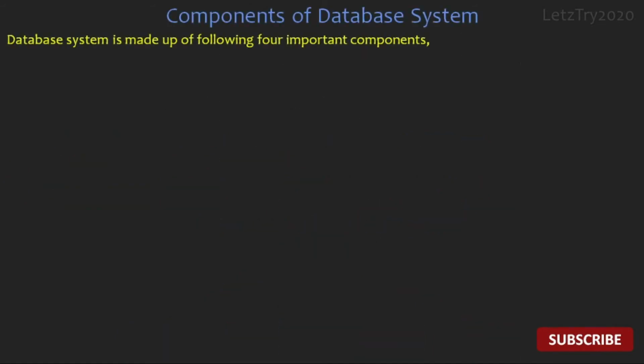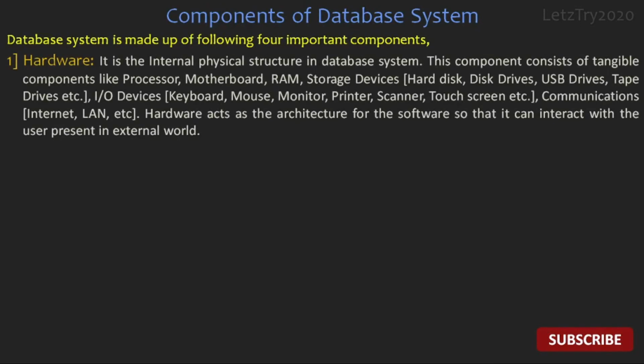A database system is made up of the following four important components. First one, hardware. It is the internal physical structure in a database system. This component consists of tangible components like processor, motherboard, RAM, storage devices like hard disk, disk drives, USB drives, tape drives, etc. Input-output devices like keyboard, mouse, monitor, printer, scanner, touch screen, etc. Communications such as internet, local area network, etc. Hardware acts as the architecture for the software so that it can interact with the user present in the external world.